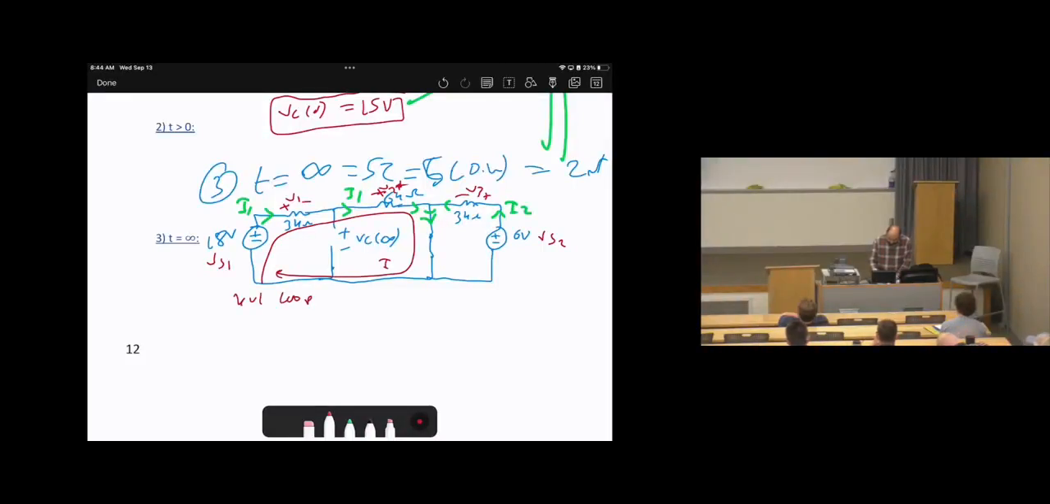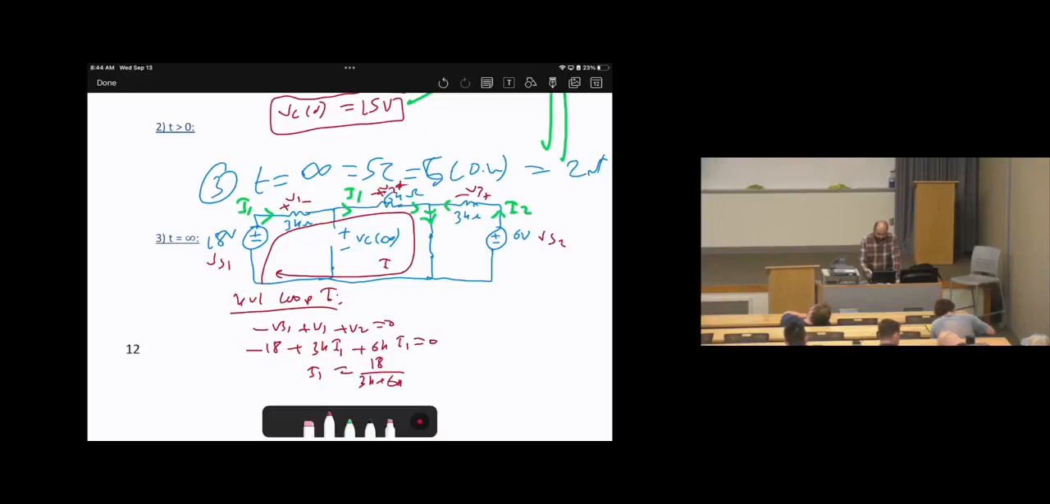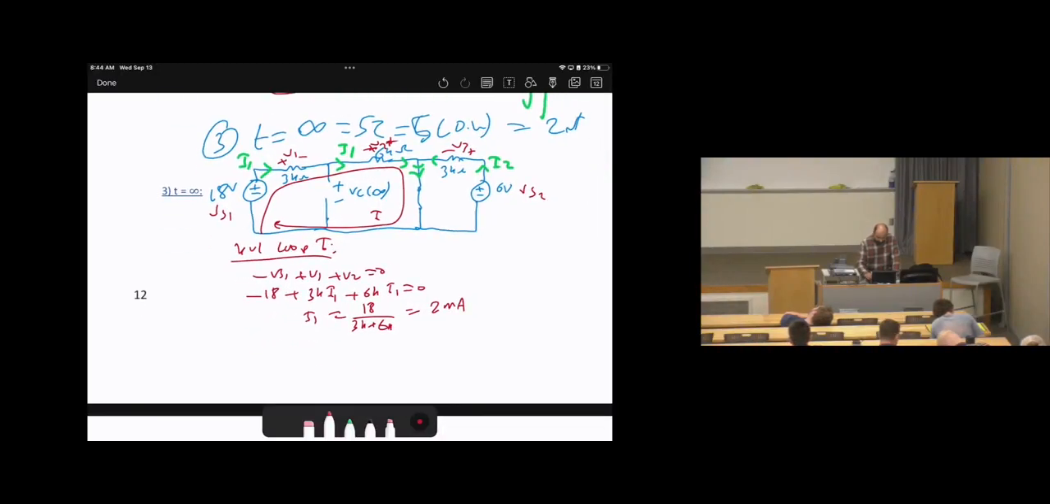KVL, loop 1. Start from the left bottom corner: negative VS plus V1 plus V2 equals 0. Negative VS, which is negative 18, plus 3K times I1 plus 6K times I1 equals 0. Therefore, I1 will be 18 over 3K plus 6K, which is 18 over 9. Then it will be 2, but there's K, so it will be 2 milliamperes.